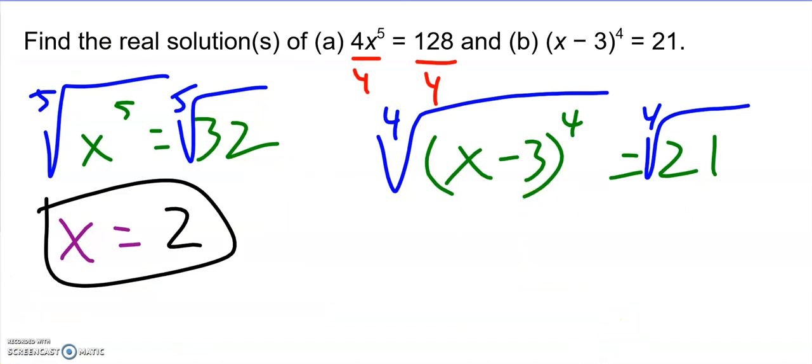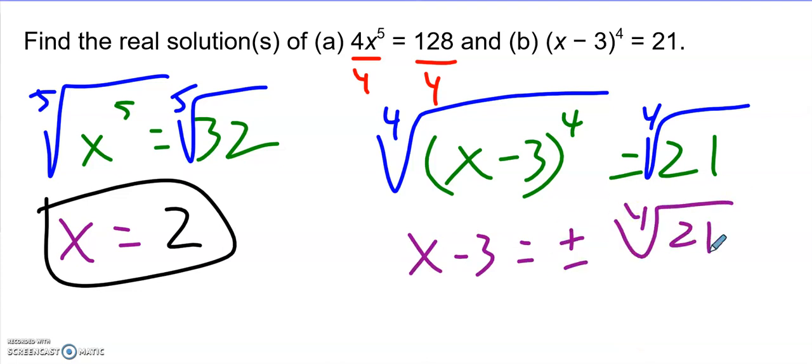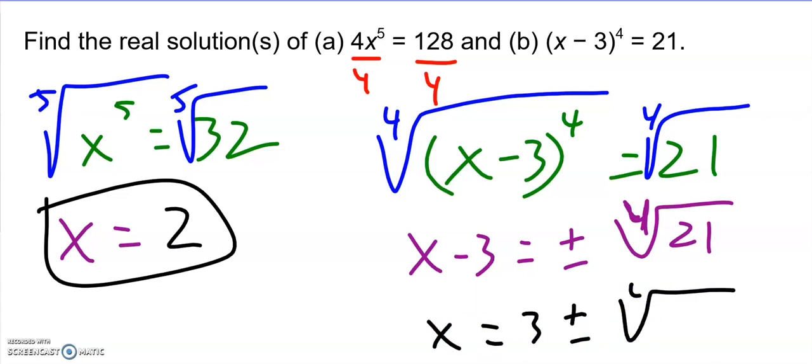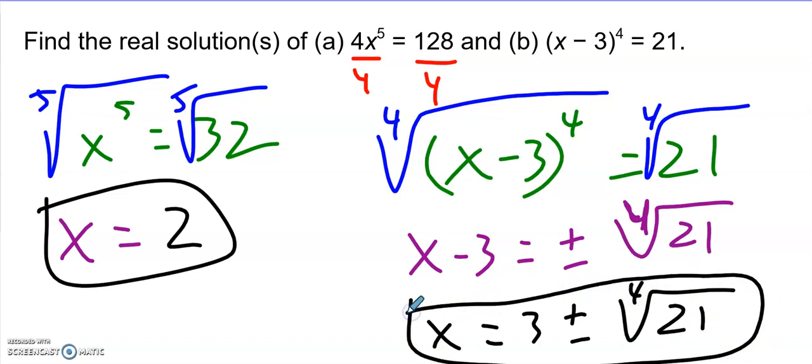So I have x minus 3 equals plus or minus the fourth root of 21. What's my last step? Excellent. I'm going to add 3 to both sides. Glad to see you guys are paying attention. So I end up with x equals 3 plus or minus the fourth root of 21.